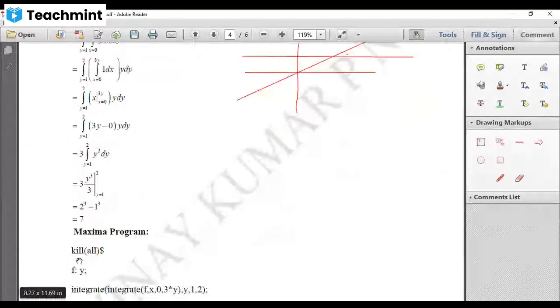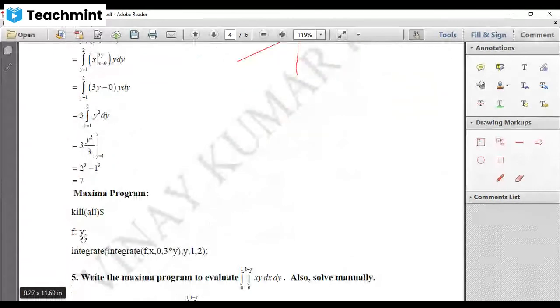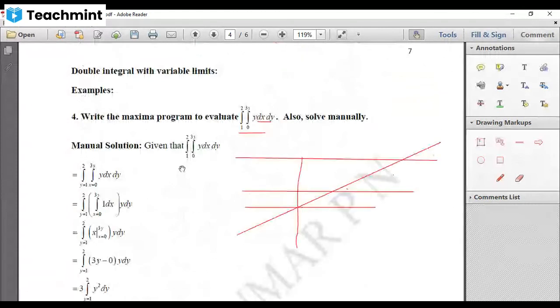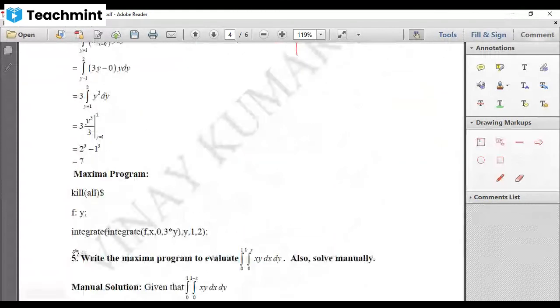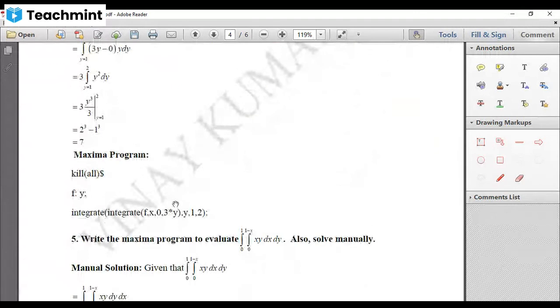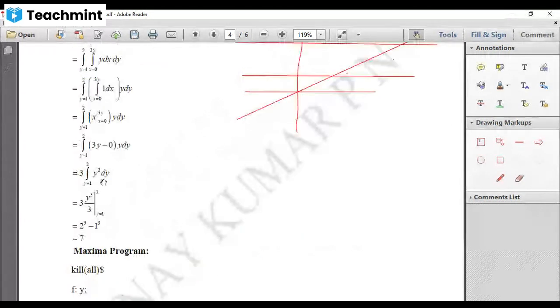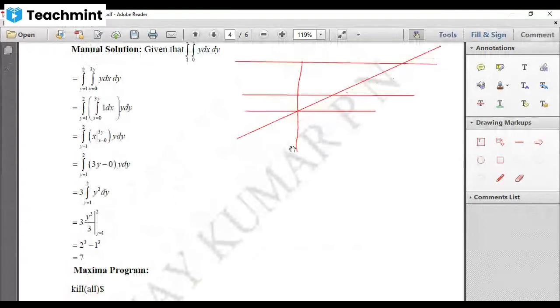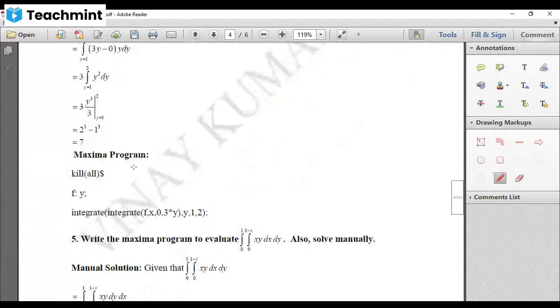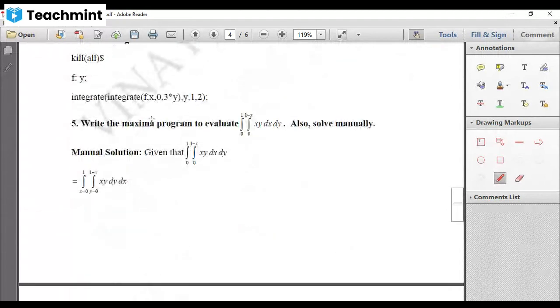And the Maxima program for this, same thing. Kill all. What is your function? Your function is y. So let me call f as y. Integrate f, your function, comma, x, because you are integrating with respect to x first. And the limit is from 0 to 3y.